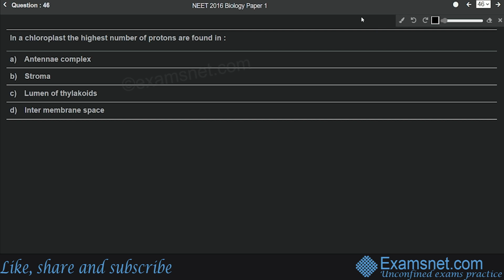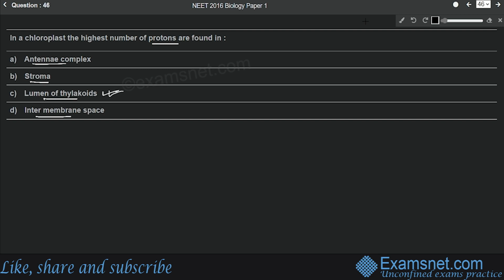Question number 46 is from the chapter Photosynthesis in Higher Plants. And the question is, in a chloroplast, the highest number of protons are found in. Options are antenna complex, stroma, lumen of thylakoids, and intermembrane space. And the correct answer is option C, that is lumen of thylakoids.